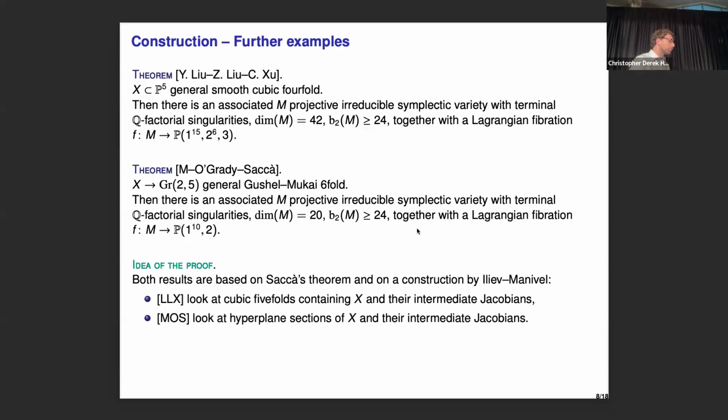The idea is always to produce some interesting variety out of that. So if I start with a cubic fourfold, the idea is to use a construction by Iliev and Manivel and to look at cubic fivefolds containing the fourfold. And then I do the same thing as LSV. I look at the intermediate Jacobian, and I'm good to go. There is some slight complication because cubic fivefolds are a bit too many. There is some isomorphism, and so they need some non-trivial GIT part to get rid of this ambiguity somehow.